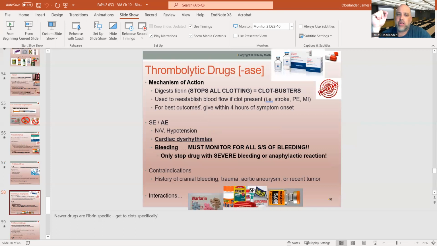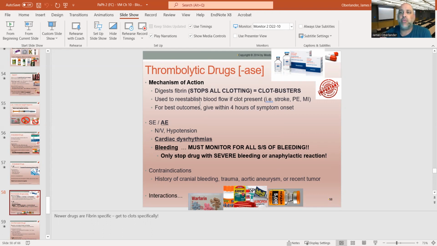Now we get to drugs that actually stop clotting and they break clots. So thrombolytic drugs, the ending, -ase, alteplase, and you could honestly come up with whatever drug name you wanted. Reteplase is another drug. So these -ase endings are enzymes, and these enzymes actually eat up a clot. They actually destroy the clot that's there.